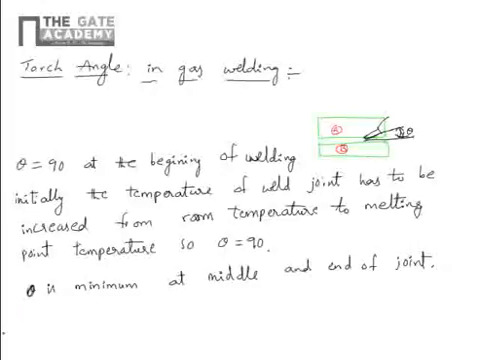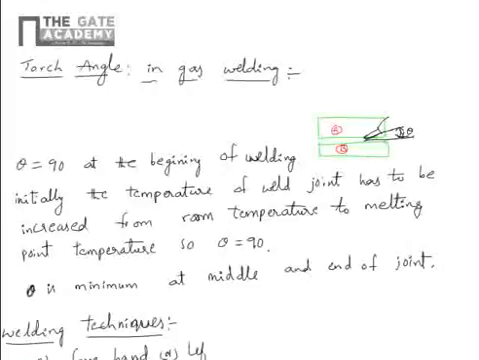Next is welding techniques. There are different techniques. First one is forehand technique. It is also called left hand or leftward. So here the flame is directed towards the non-welded portion of the parent metal.